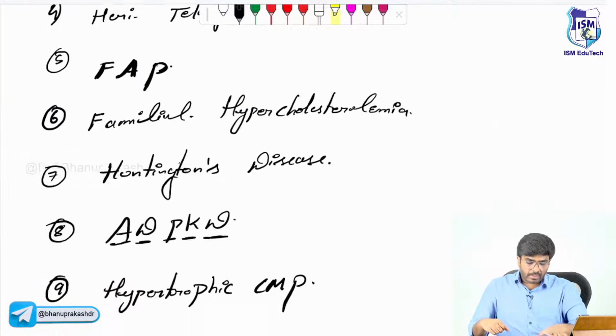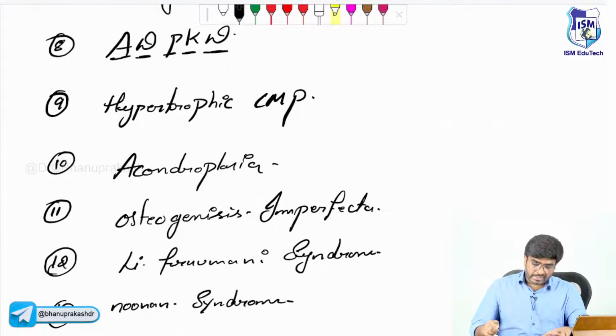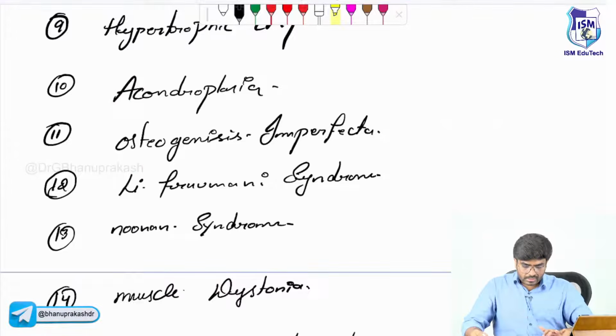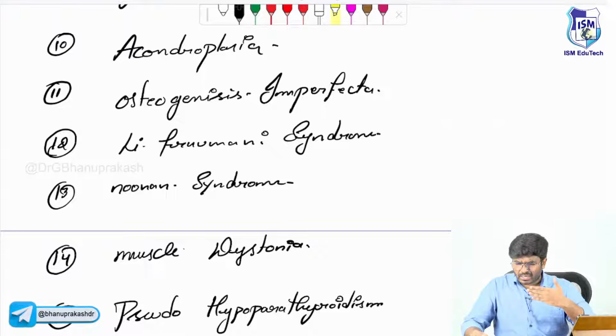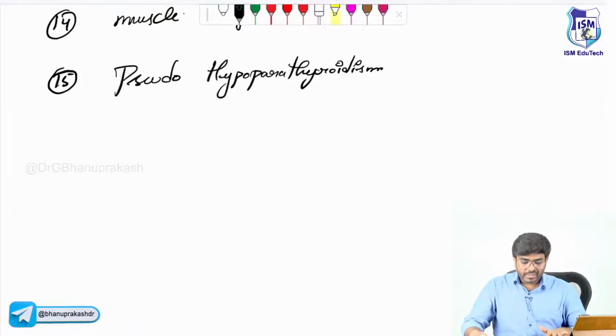And next, Huntington disease, autosomal dominant polycystic kidney disease, hypertrophic cardiomyopathies, achondroplasia, osteogenesis imperfecta, Leaf-Romani syndrome, Noonan syndrome, muscular dystonia, and last and final thing. Sorry, hypertrophic cardiomyopathy I have already discussed. The last one, pseudo hypoparathyroidism. So these are the autosomal dominant disorders.